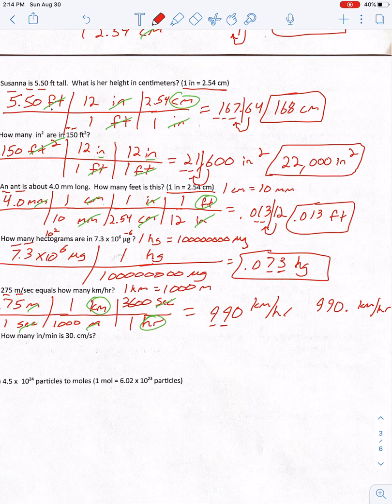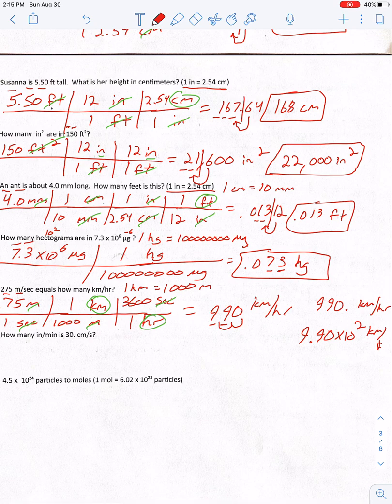Or I convert it to scientific notation. So I can come over and go 1, 2, and this would be 9.90 times 10 to the 2 kilometers per hour. And I ran out of room. So both of those could be your answer. So again, just watch out. If we ask for scientific notation, you would have to put that in scientific notation.